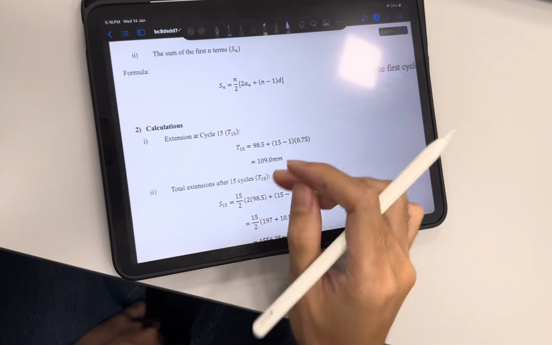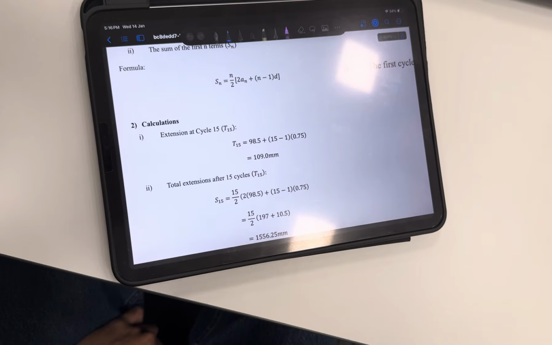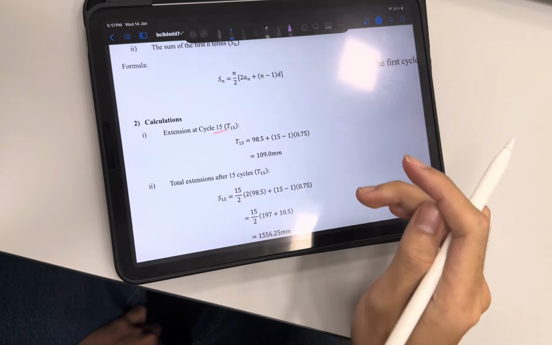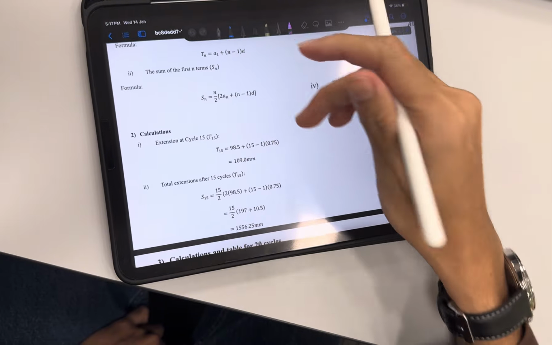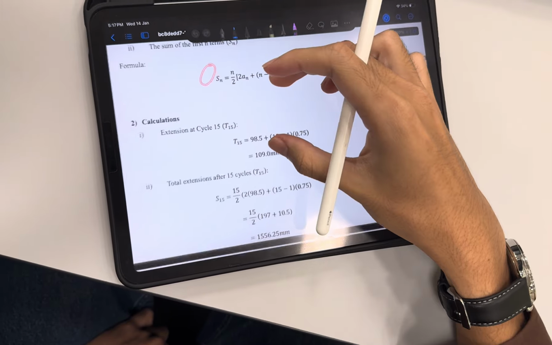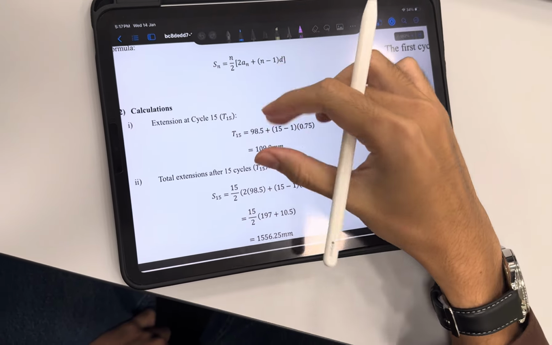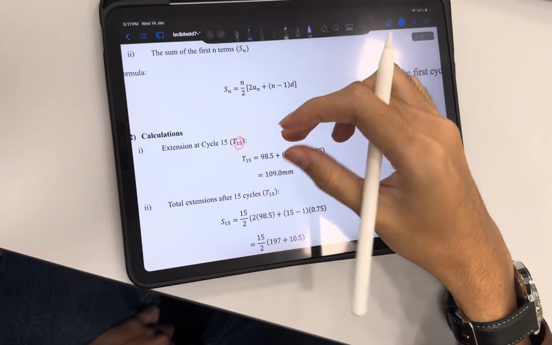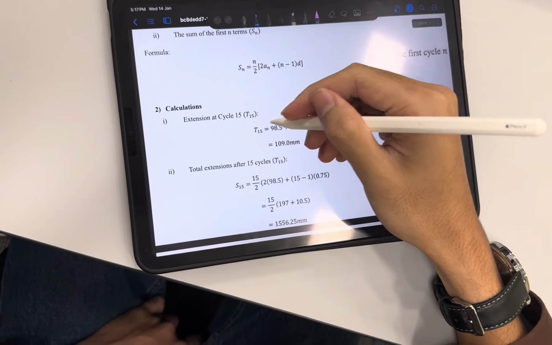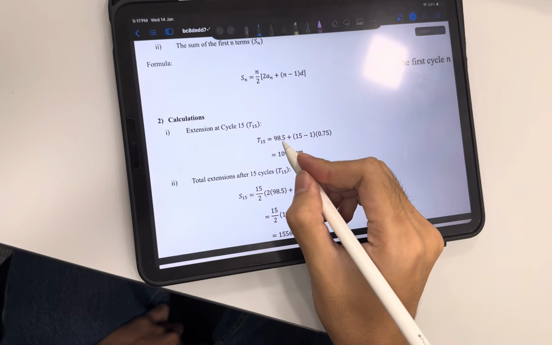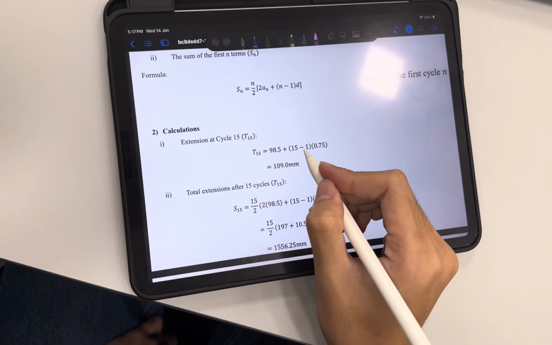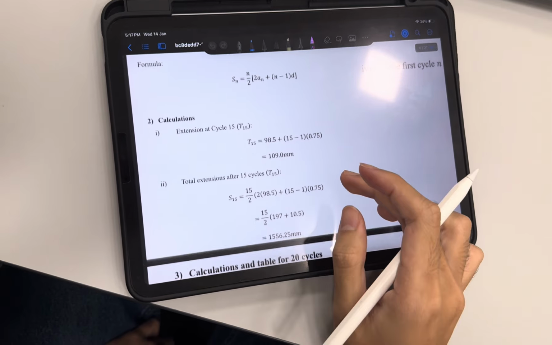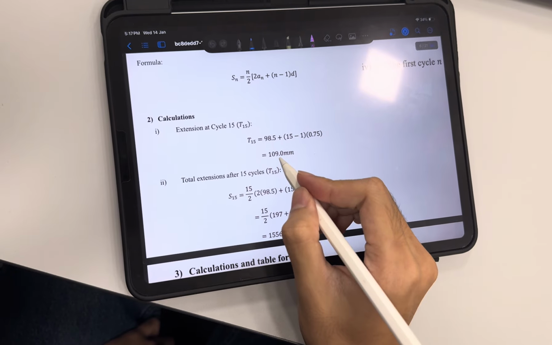So next we do the calculation. Number 1 is the calculation for the extension at cycle 15. We use the Tn formula. We change n into 15, so T15 equals 98.5 plus 15 minus 1 times 0.75. So the answer will be 109 mm.